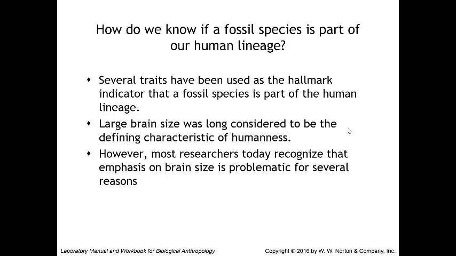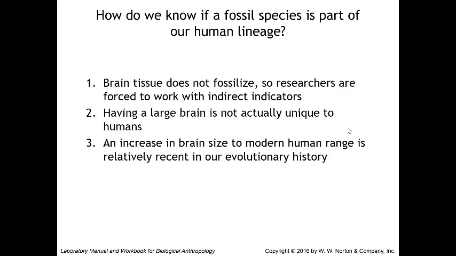So several traits have been used as the hallmark indicator that a fossil species is a part of the human lineage, right? So for a very, very long time, the brain size was considered to be the defining characteristic of humanness, right? However, most researchers today recognize that the emphasis on brain size is problematic for several reasons.